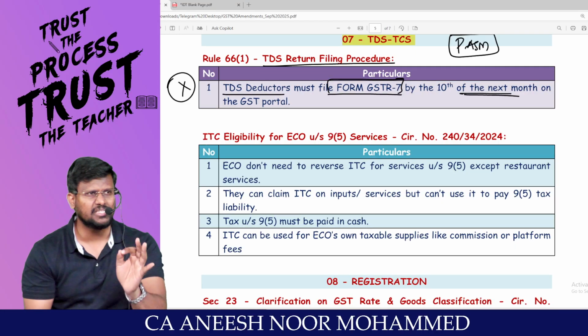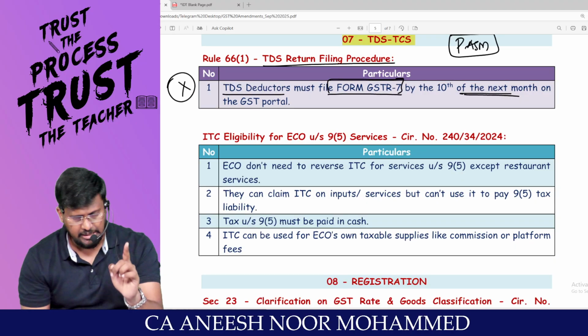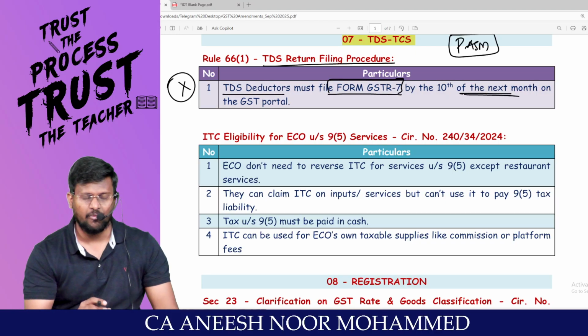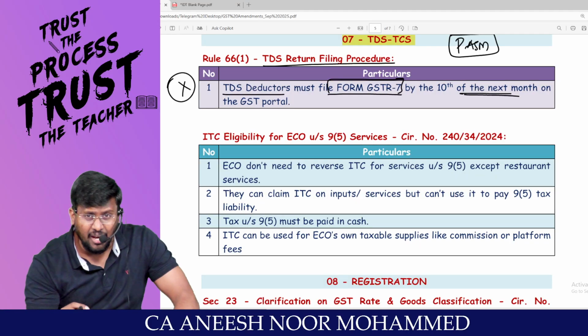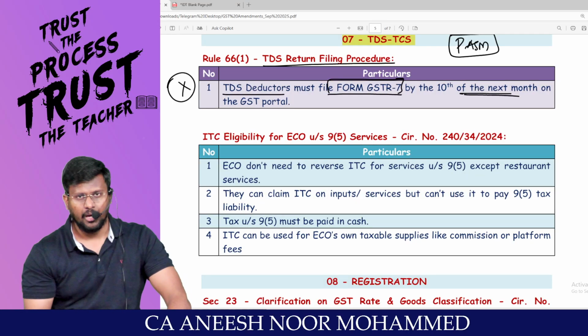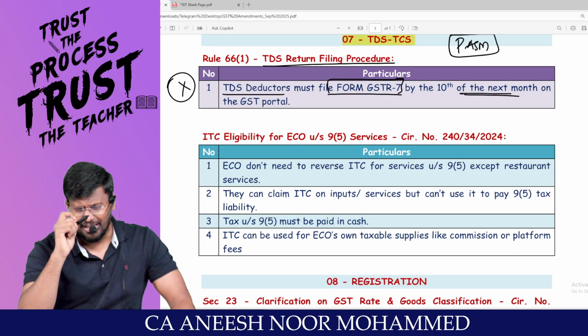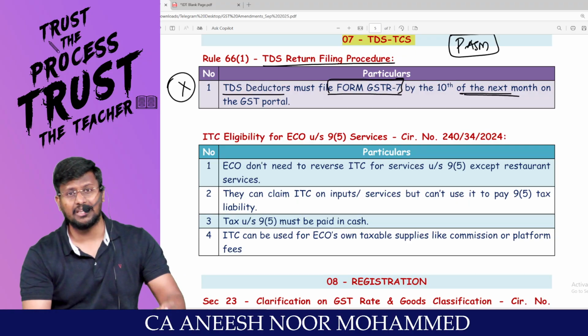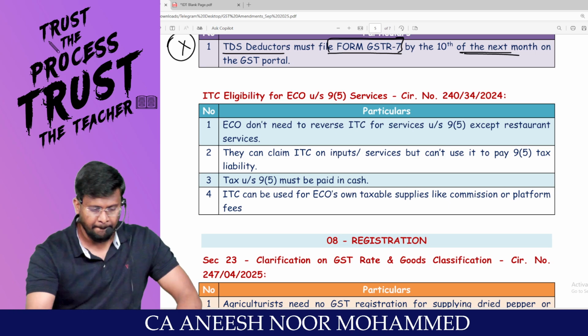The TDS deductor is supposed to file GSTR 7 by the 10th of the next month. What they are trying to say in the amendment is, earlier there was no concept of a nil TDS return. Now, in a particular month, if the deductor has not deducted anything, then also they are supposed to file the nil GSTR 7, is what they are saying.